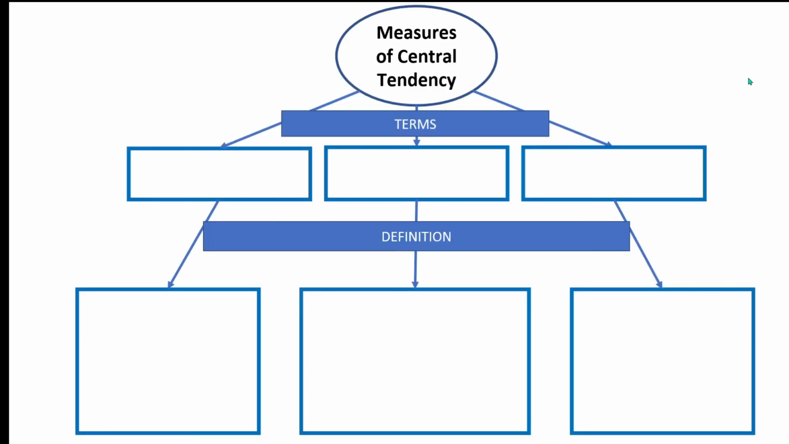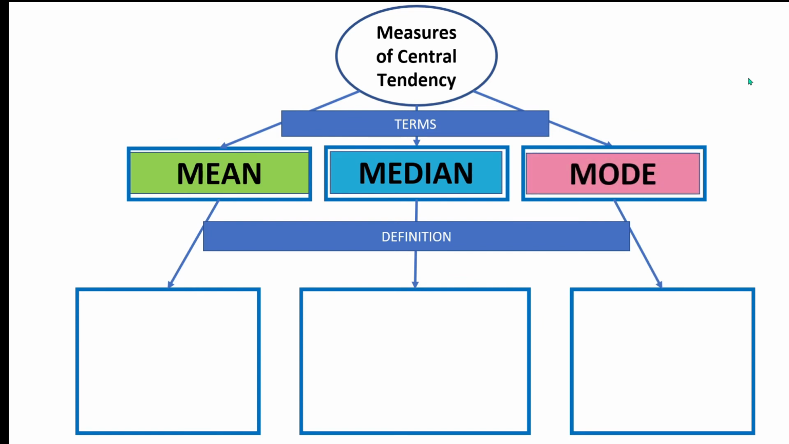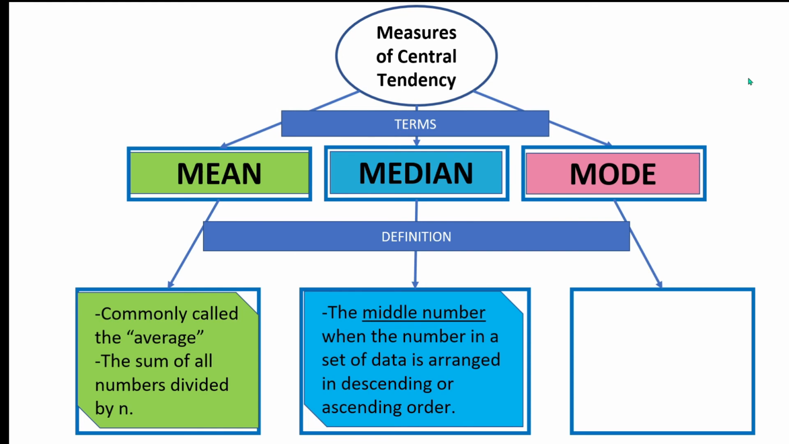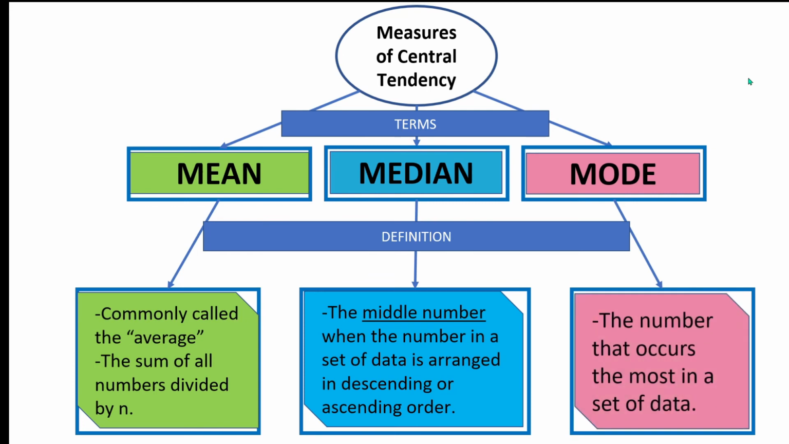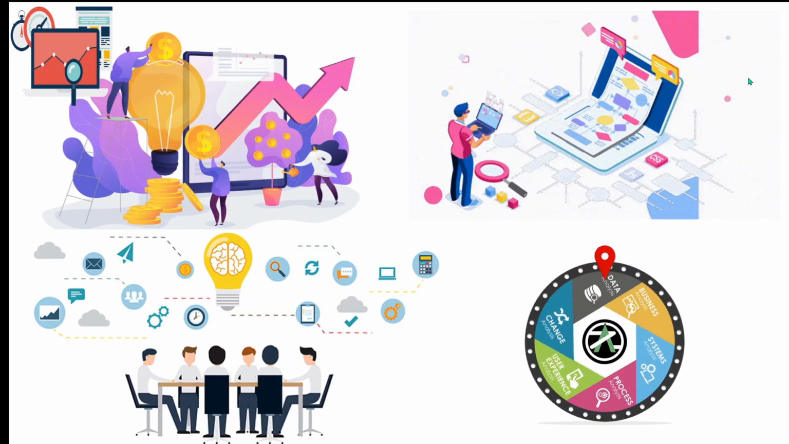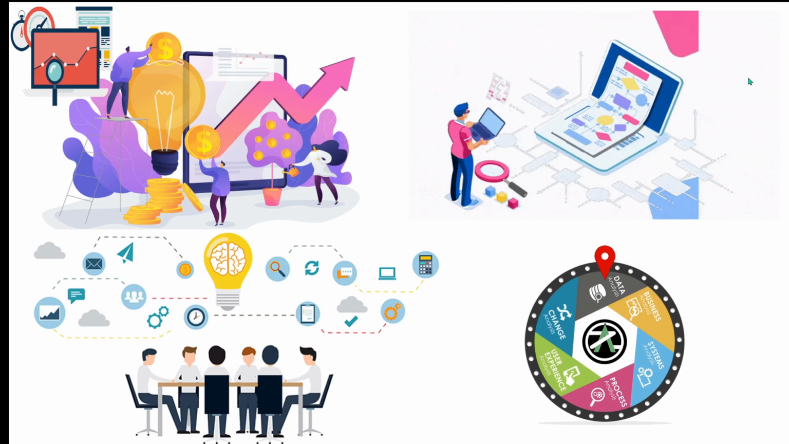Now, to sum up our lesson, the 3 measures of central tendency are the mean, median, and mode. The mean is commonly called the average, the sum of all numbers divided by n. The median is the middle number when the numbers in a dataset are arranged in ascending or descending order, and the mode is the number that occurs the most in a set of data. Through measures of central tendency, researchers can simply analyze and interpret data.